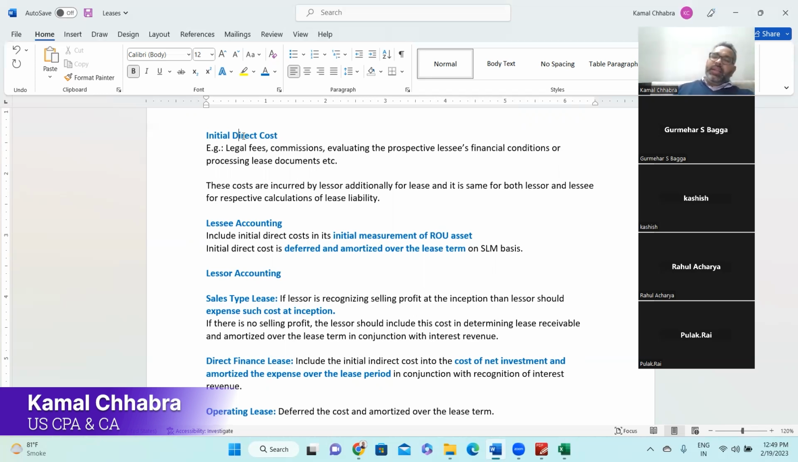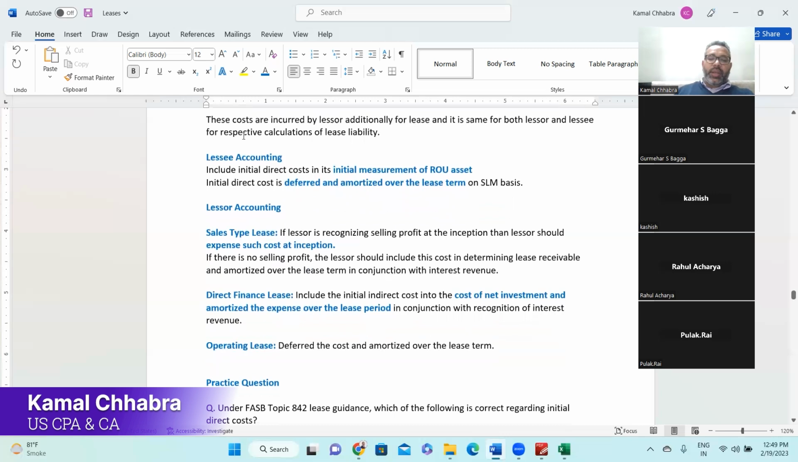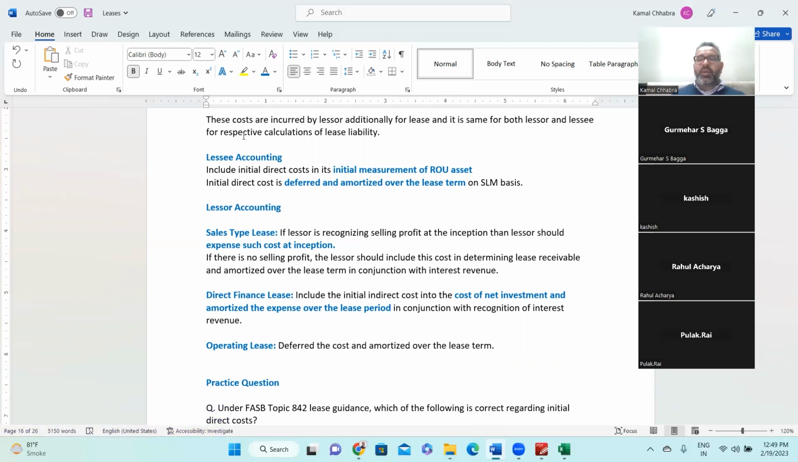So now let's look at accounting from the leasing side. We have discussed the lessor side, how you do the accounting. First, in case of a sales type lease, if the lessor is recognizing selling profit at the inception, then the lessor should expense such cost at the inception. So if it is a sales type lease, then all initial direct cost would be expensed. Matching concept, because on one side you are recognizing the revenue, on the other side you should recognize the expense. Make sense, right?